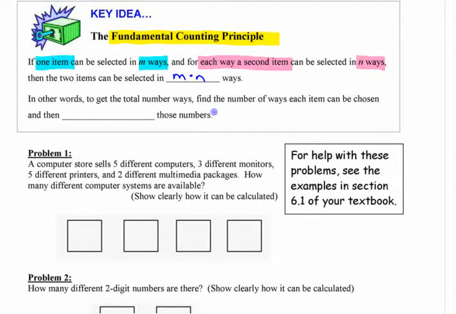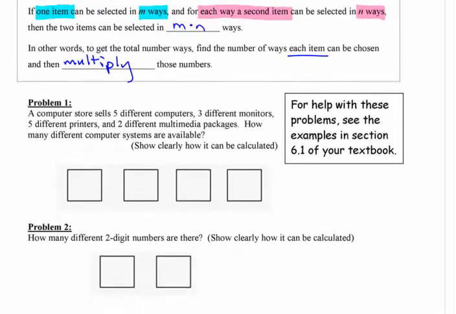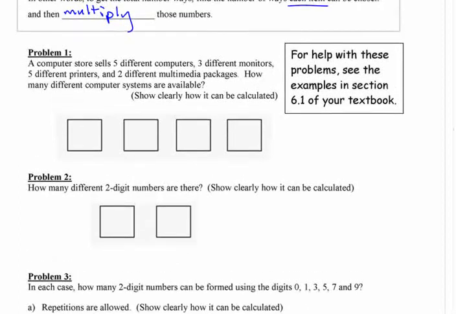So if you want to know the total number of ways you can pick two things, or more than two things, find the number of ways that each item can be chosen and multiply them. That is the fundamental counting principle. Now, you can apply it in a lot of different situations.